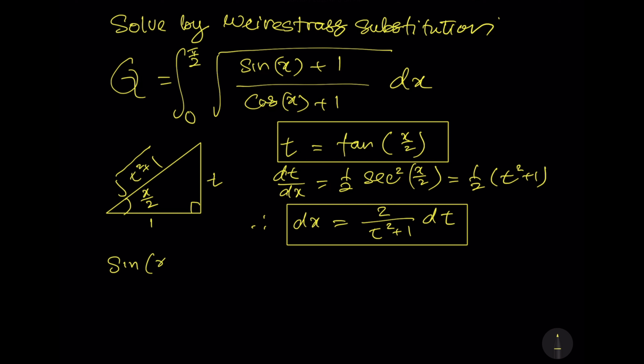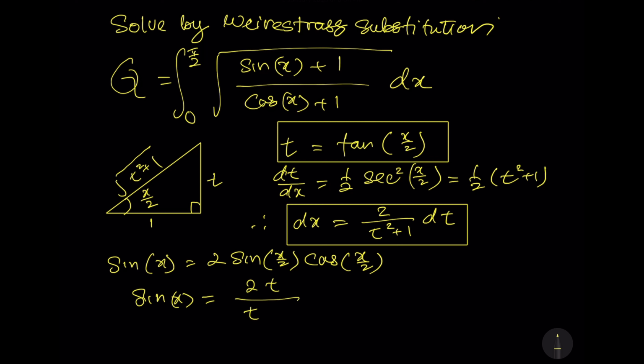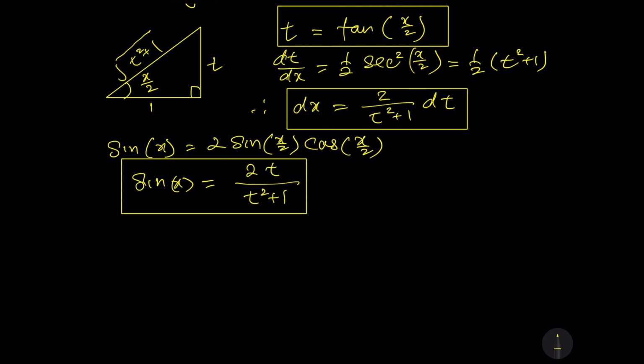Based on the double angle identity, we know sine x equals 2 multiplied by sine of x divided by 2 multiplied by cosine of x divided by 2. From the triangle, we know the values of sine and cosine of x divided by 2. Therefore, sine x equals 2t divided by t squared plus 1. This is the third important equation.